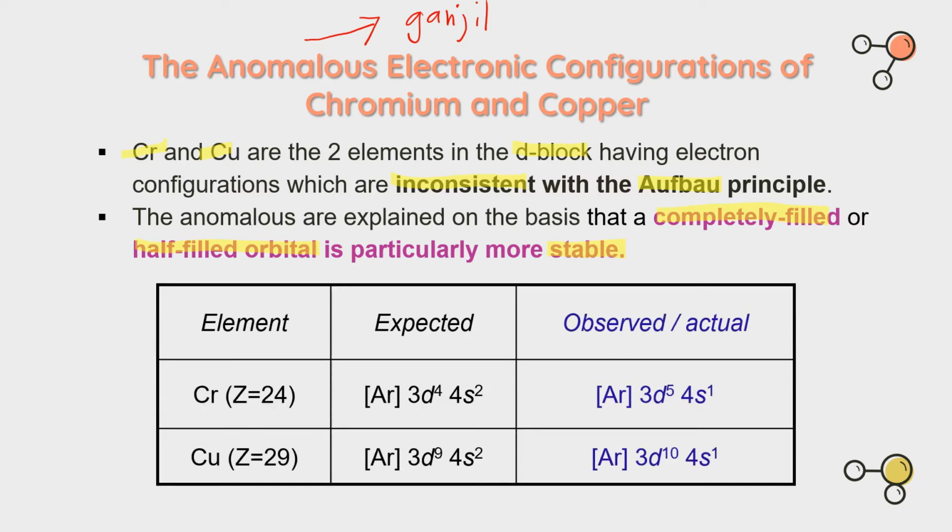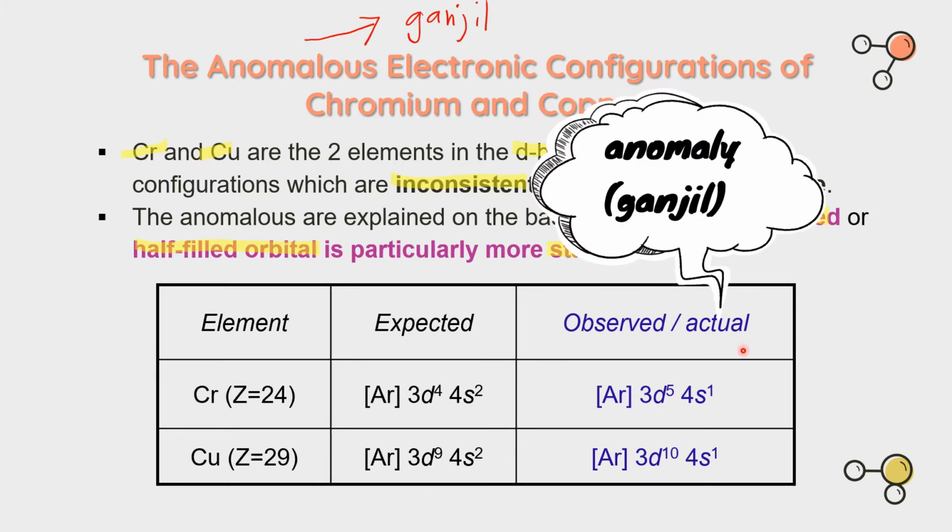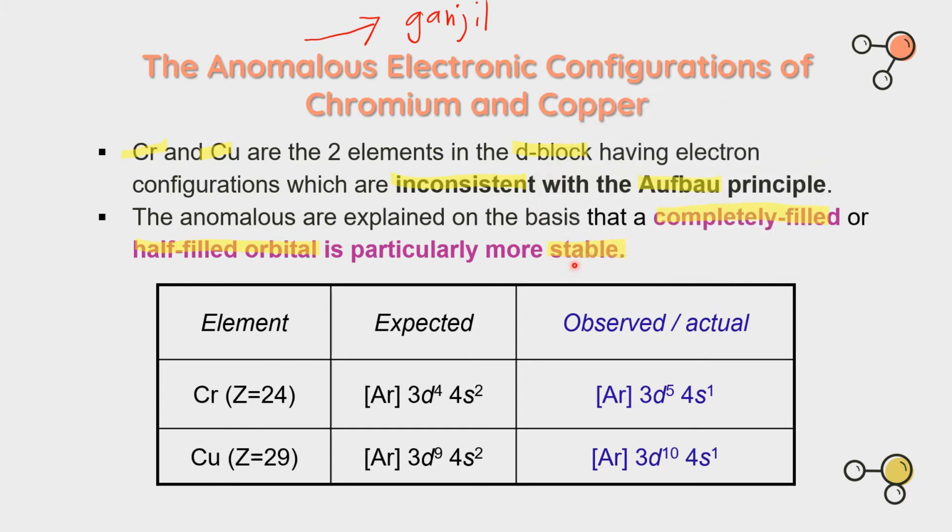So here we have the comparison between the expected electron configuration and the actual electron configuration. The expected electron configuration is the one that is consistent with the Aufbau principle, meaning that we have to fill the 4s orbital first, later the 3d. But the actual electron configuration is inconsistent with, or does not follow, the Aufbau principle, due to the reason of getting a more stable orbital.